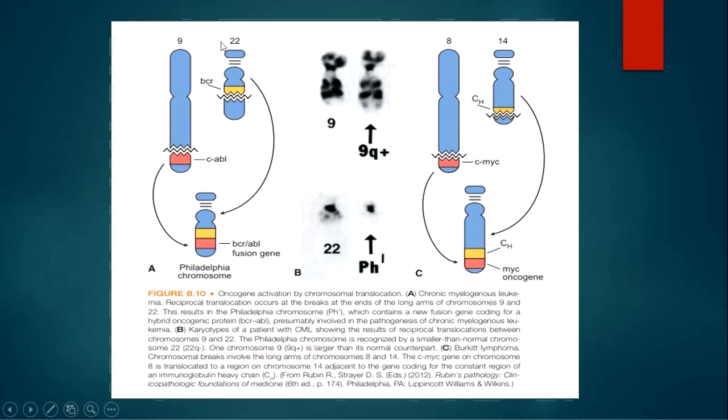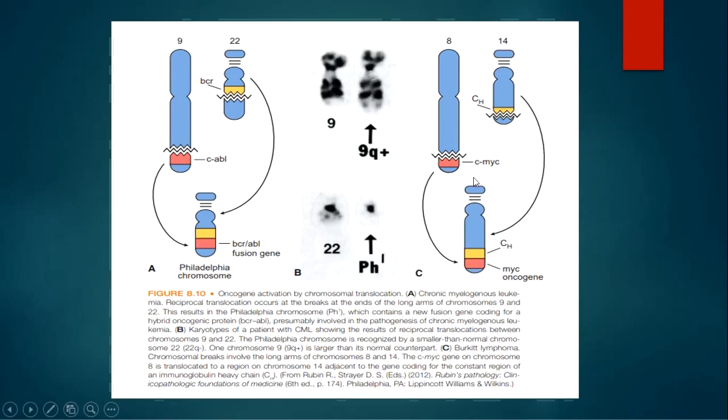In the case of CML, or chronic myeloid leukemia, on the long arm of chromosome 9 and on the long arm of chromosome 22 there is a break, and a part of chromosome 9 is translocated into chromosome 22. A new chromosome is formed, called the Philadelphia chromosome, which has a fusion gene that encodes the BCR-ABL protein, which helps in the pathogenesis of CML. So this is an example of chromosomal translocation.